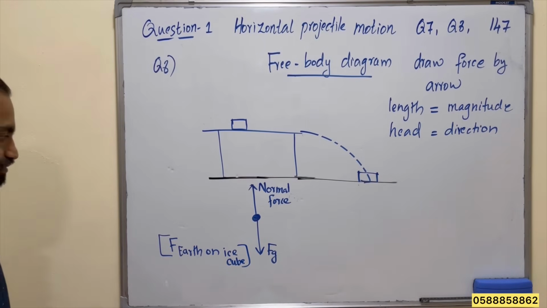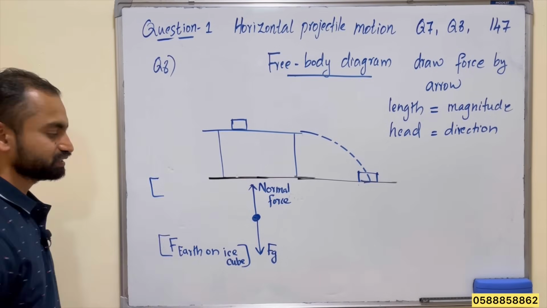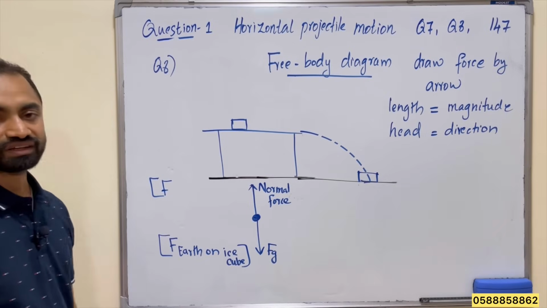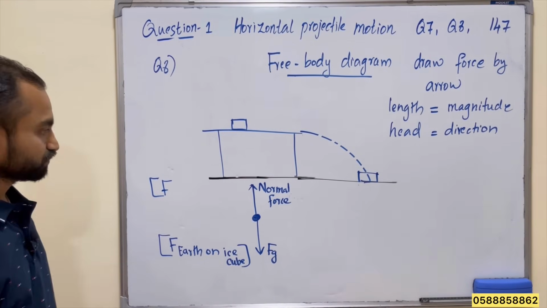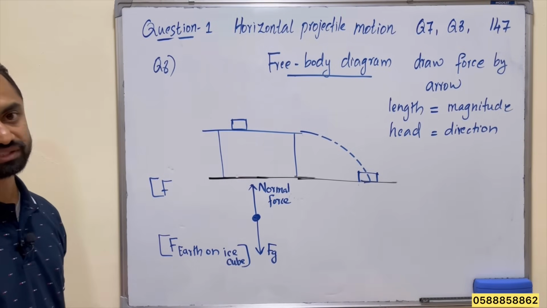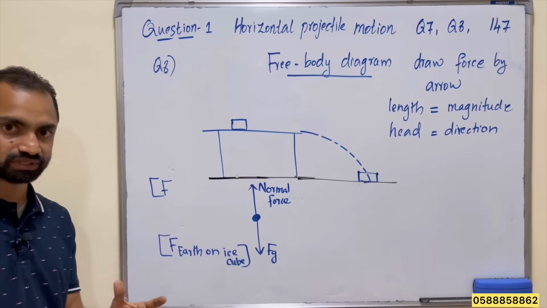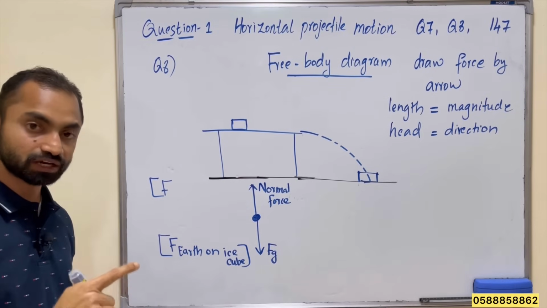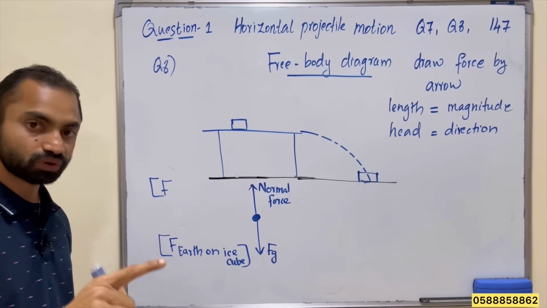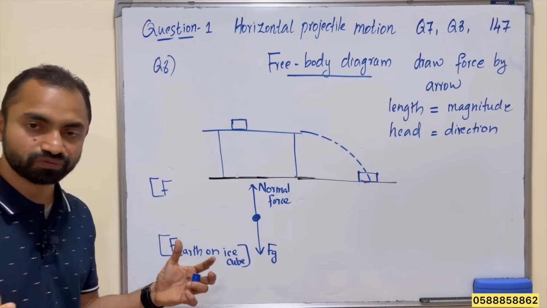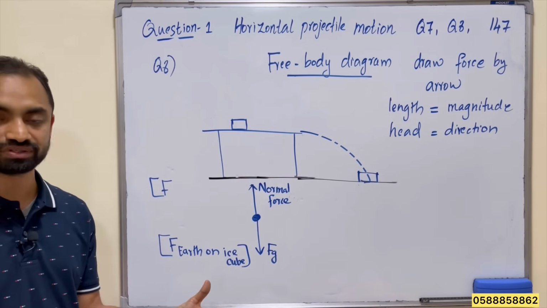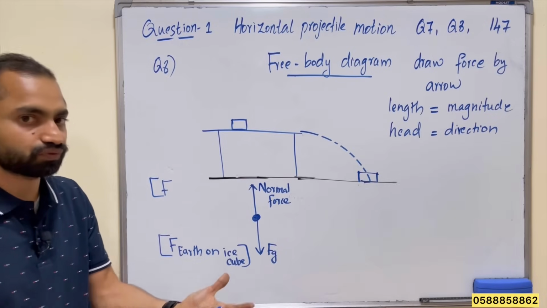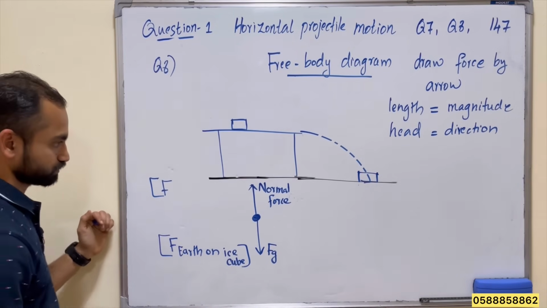Normal force: how to write it as system and agent? We will represent force by the letter F. Now we will write a subscript. What does the subscript represent? The subscript represents agent on system, first the agent, then the system. What is the meaning of agent? Agent is the cause which is applying the force.